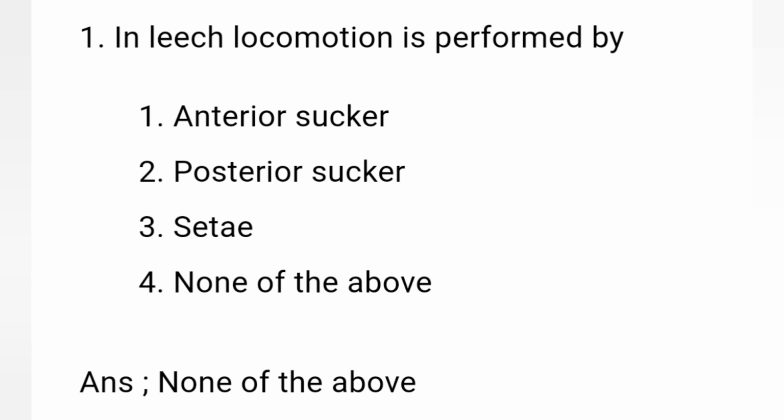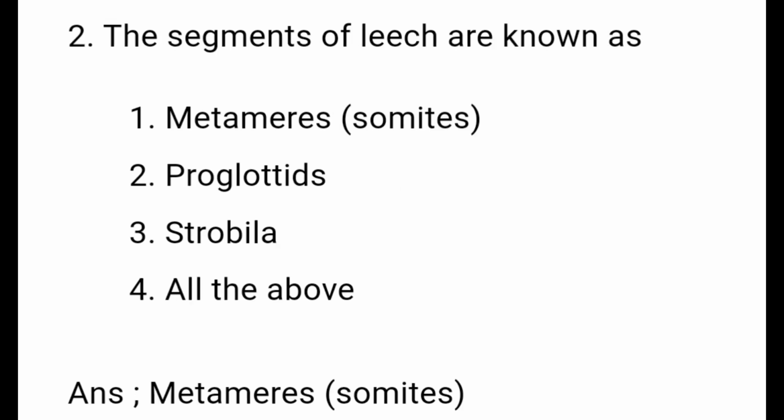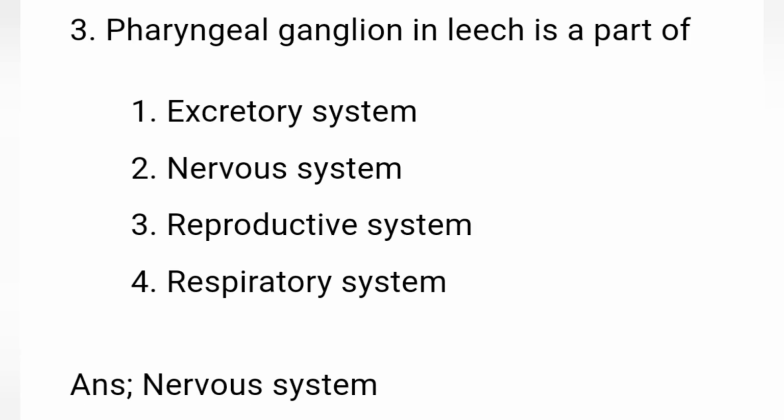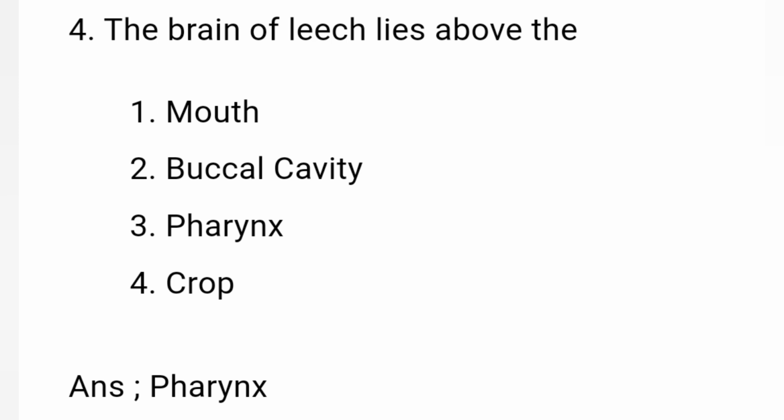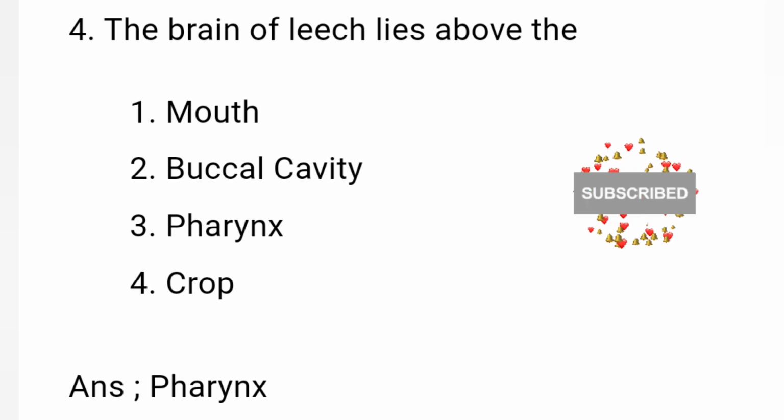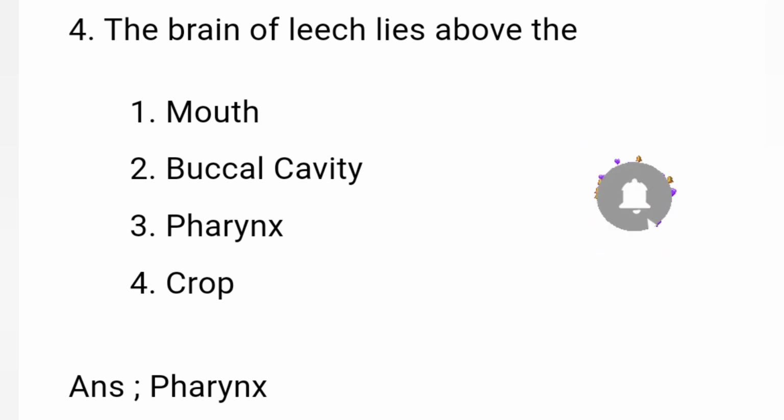First one, in leech locomotion is performed by, answer option 4, none of the above. Second one, the segments of leech are known as, option 4, all the above. Third one, pharyngeal ganglion in leech is a part of, answer option 2, nervous system. Fourth one, the brain of leech lies above the, answer option third one, pharynx.